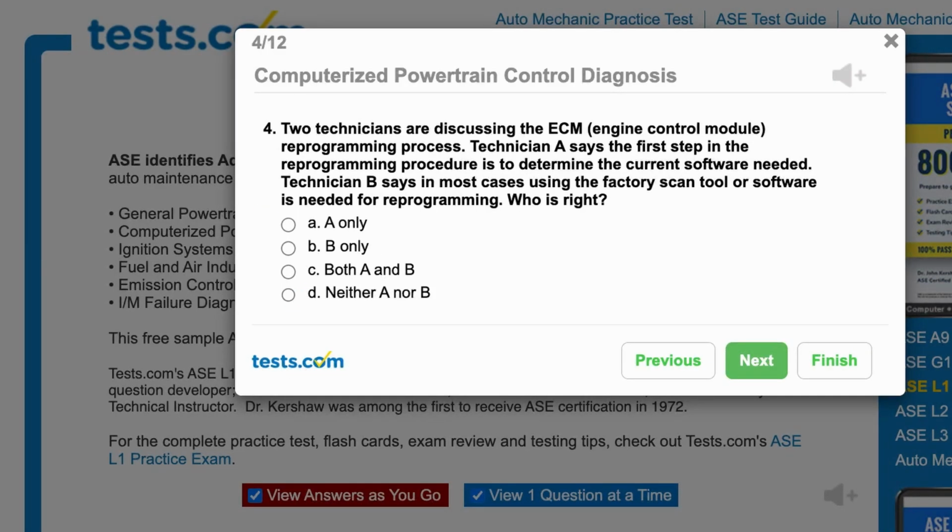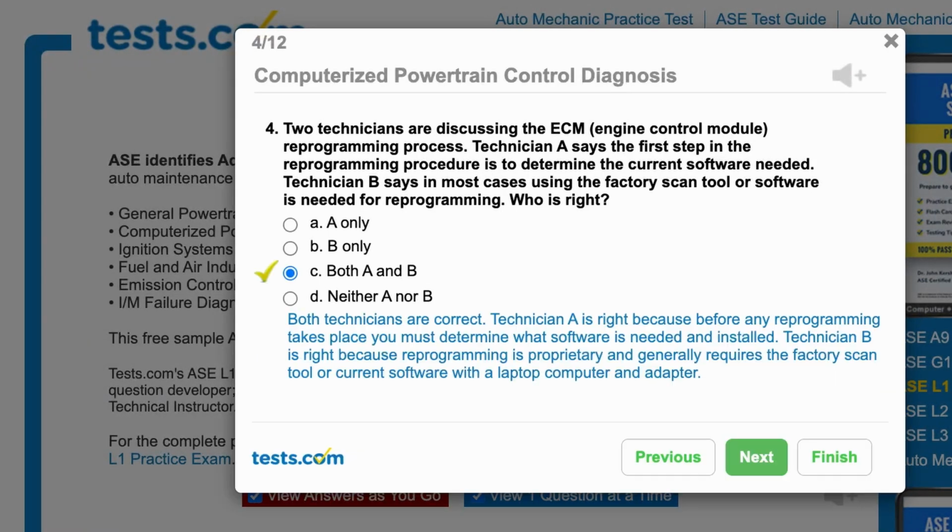Question 4. Two technicians are discussing the ECM (engine control module) reprogramming process. Technician A says the first step in the reprogramming procedure is to determine the current software needed. Technician B says in most cases using the factory scan tool or software is needed for reprogramming. Who is right? A. A only. B. B only. C. Both A and B. D. Neither A nor B.